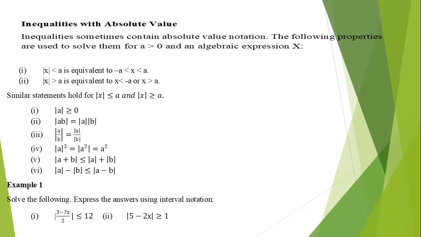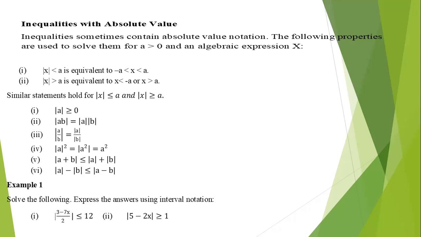Now, when we have the absolute value of x greater than a, we cannot combine it. If you have greater than, you cannot combine it. You will need to split it. The first splitting will be x is less than minus a, while the second splitting will be x is greater than a. But the first one, where you have less than, you can combine it. That is just that.